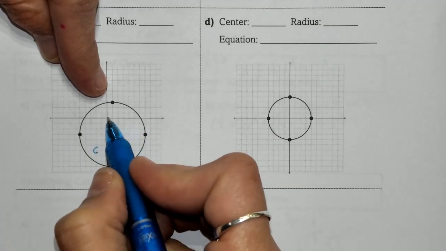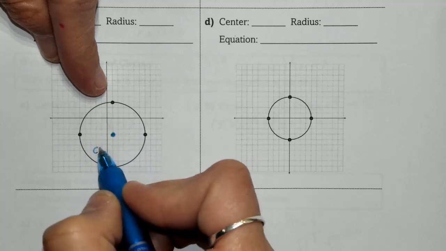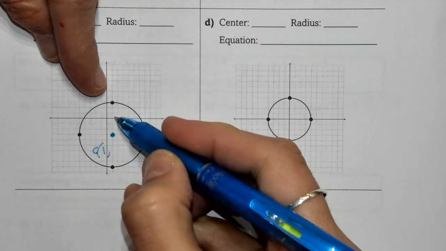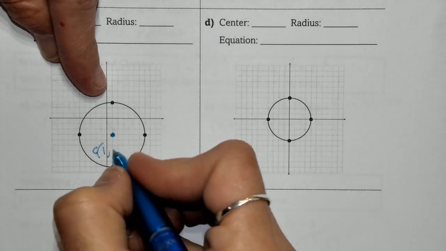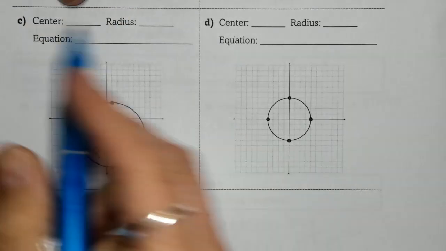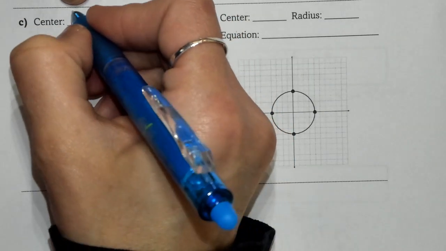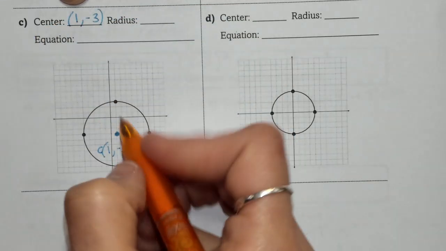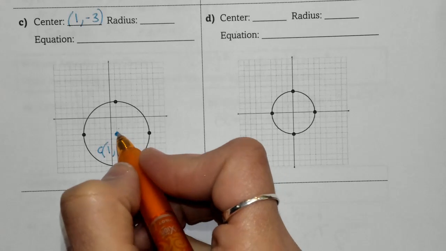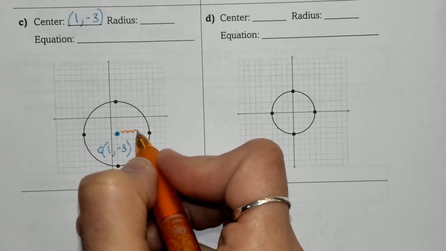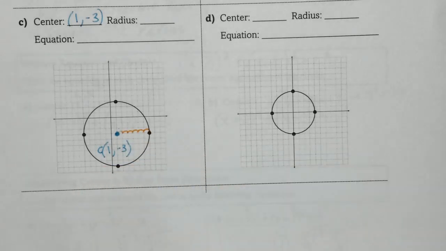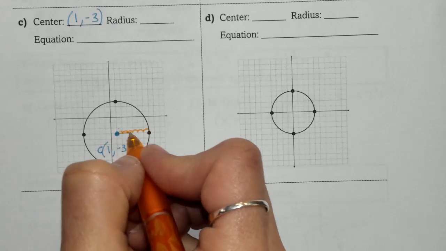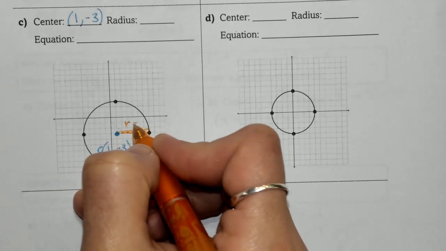Your center I see from the origin is +1. 1, 2, 3, -3 on the y. So up here, your center is at 1, -3. Your radius, now all you have to do is just count. 1, 2, 3, 4, 5, 6 on that one right there. That being said, your radius is 6.